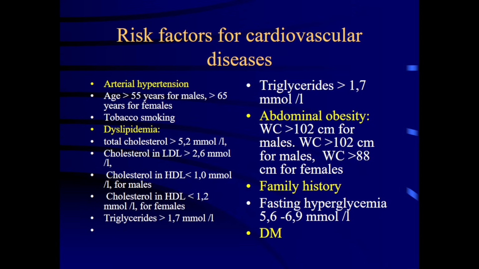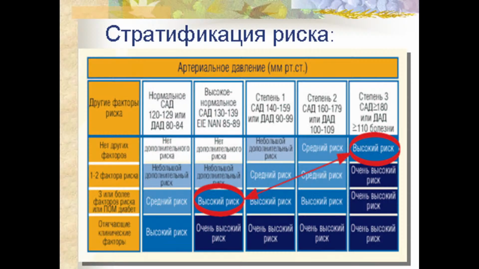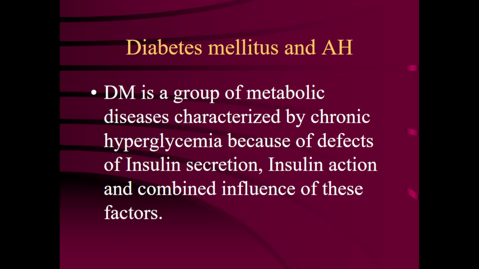Diabetes mellitus, especially diabetes mellitus type 2. No, diabetes mellitus type 1 is also a risk factor for cardiovascular diseases, and diabetes mellitus type 2. I think that this information was clear for everybody, and let us continue. Another table about stratification of risk factors. And now let us discuss interactions between diabetes mellitus and arterial hypertension.